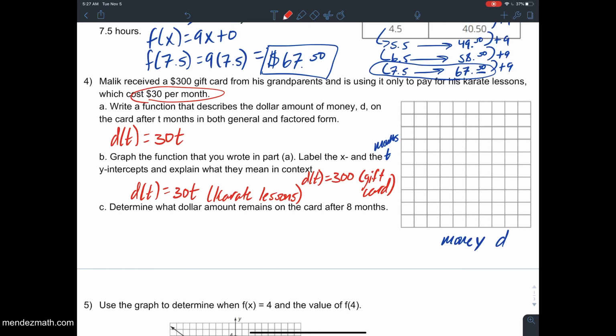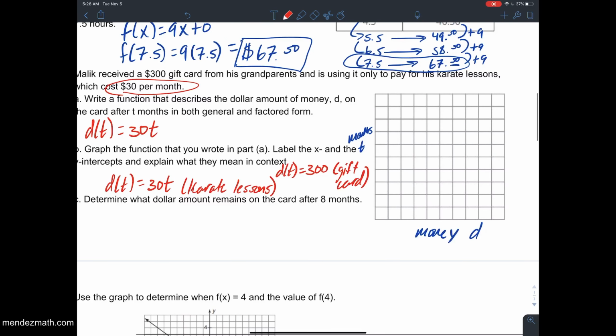Okay? And they're different because this is karate lessons and this one is a gift card. Once the gift card is over, it's over. It's a flat $300. So eventually, the karate lessons will pass the amount of the gift card. Let's go ahead and graph them. So 300. How should we do this? 10, 20, 30. Nope, that won't work. We'll do quarters. 25, 50, 75, 100.